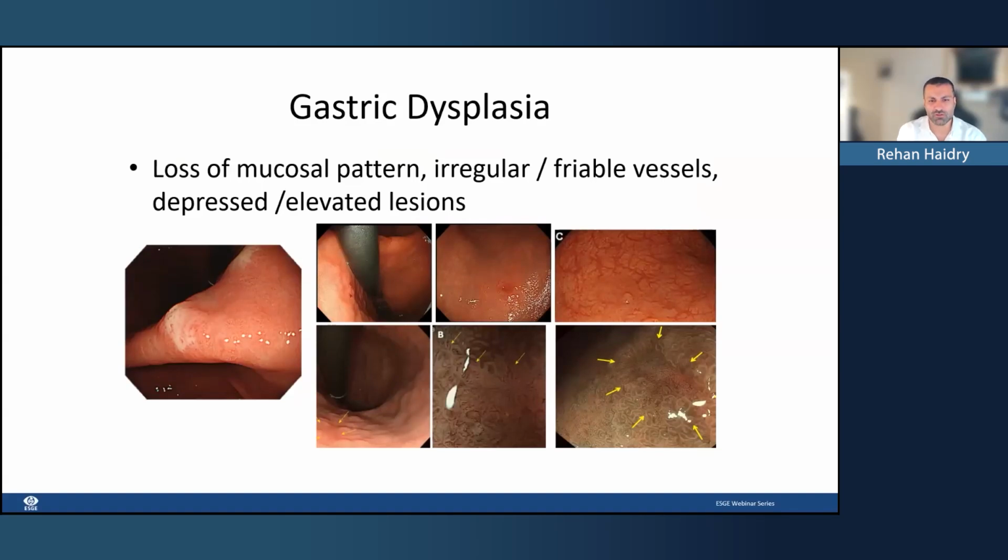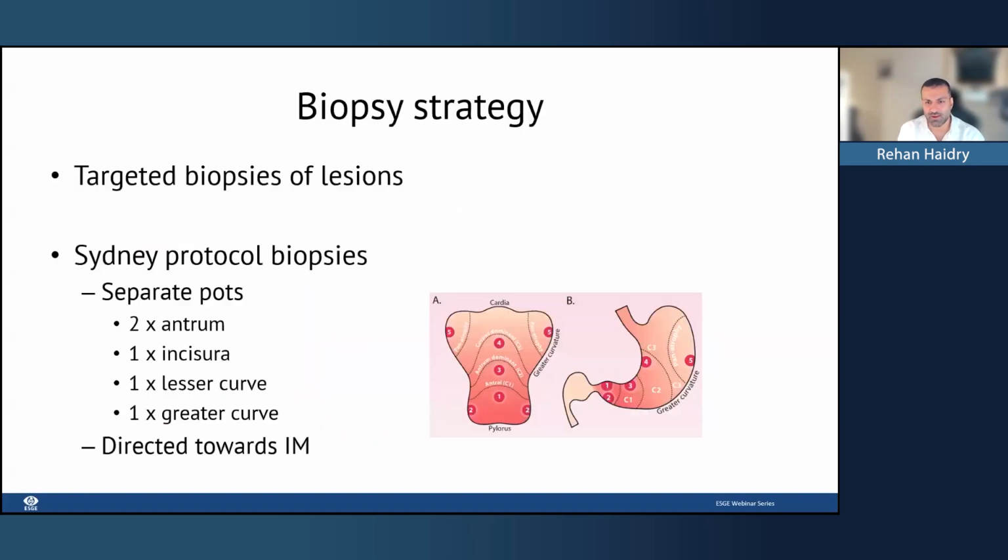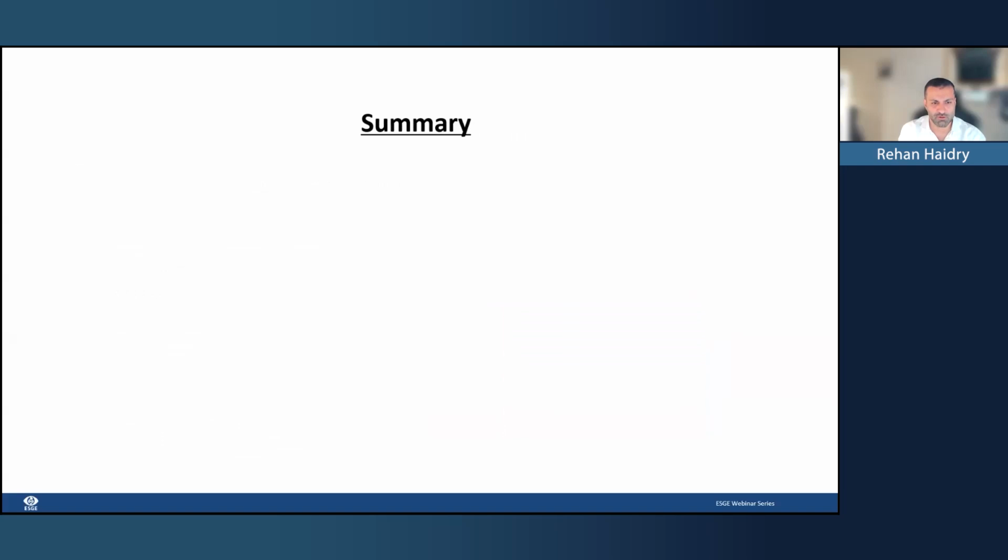And that will allow you to then pick up dysplasia. Dysplasia, anything that looks slightly amorphous, anything that looks irregular, will allow you to diagnose dysplasia, and then know your biopsy strategies, know the Sydney protocol.